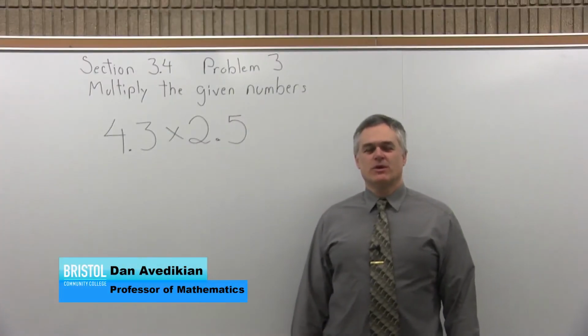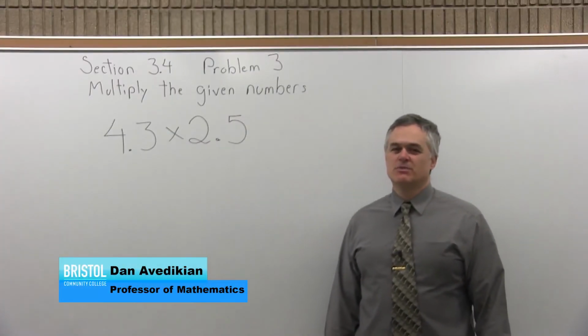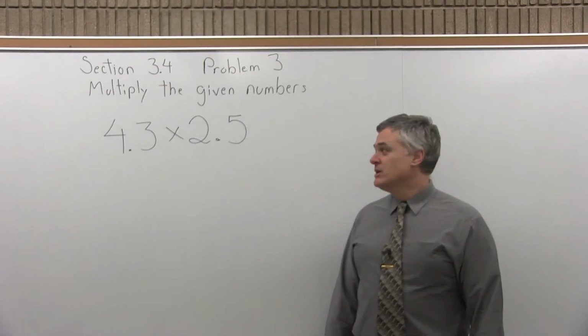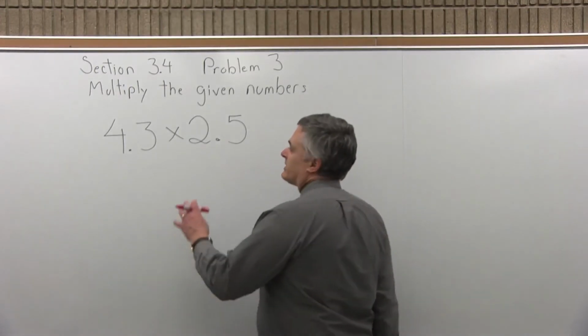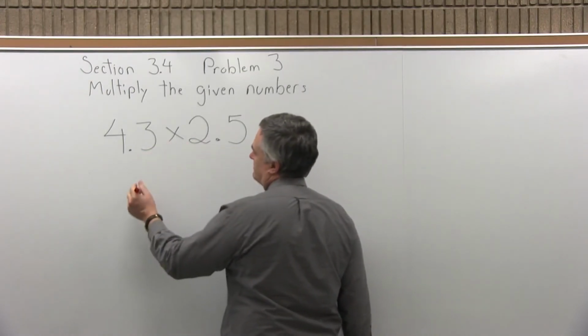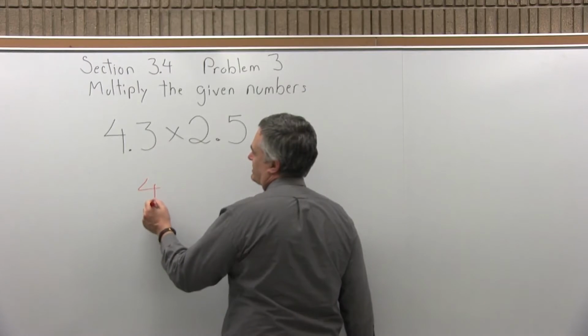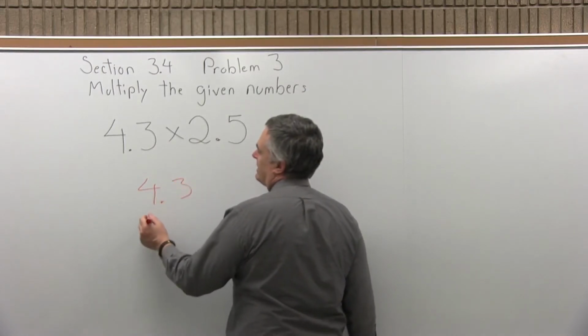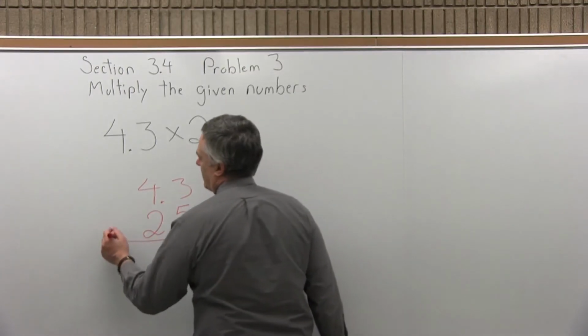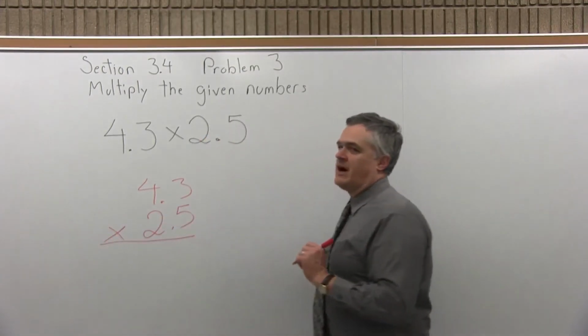This is Section 3.4, Problem 3. It says multiply the given numbers, 4.3 times 2.5. So, with a problem like this, I prefer to write it vertically. Of course, if you can use a calculator, just enter it in the calculator and get the answer. But if you have to do it by hand, I find it easier to do if you write the problem in a vertical format, 4.3 times 2.5.